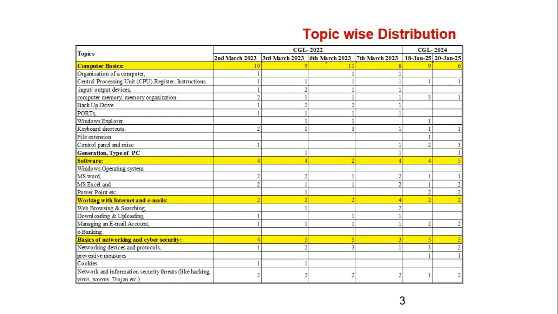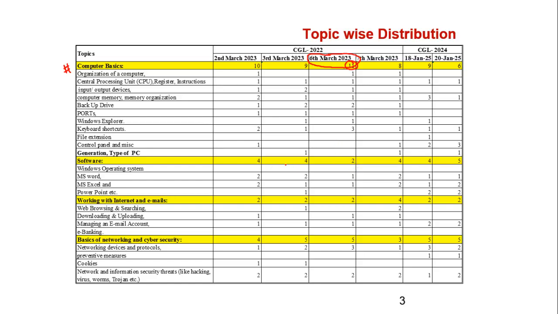Coming to the topic wise distribution for this paper that was held on 6th March 2023 for SSC CGL 2022, we have seen 11 questions from the computer and basic. And as I told you many times, this is one of the important chapters in the computer knowledge test. Okay, and the subtopic, you can see how questions are asked in different chapters.